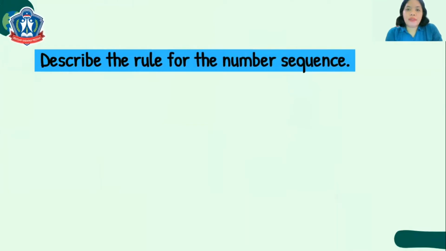Now, let's describe the rule for number sequence. Number sequence, children, is the order of numbers. I have here an order of numbers.